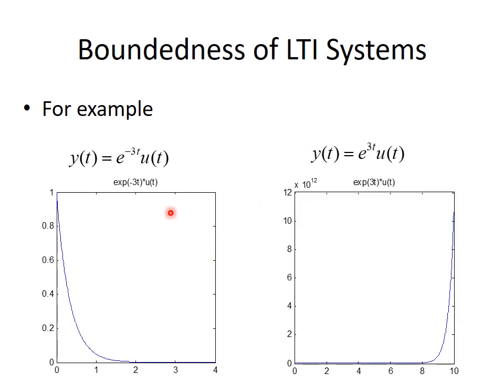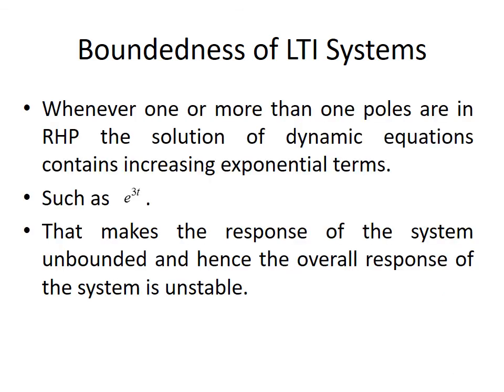You can see in these figures, this one is bounded, which is a decaying exponential, and this one is unbounded. So whenever one or more poles are in the right half plane, the dynamic equation contains increasing exponential terms. The solution contains increasing exponential terms. So that makes the response of the system unbounded, and hence the overall system unstable.